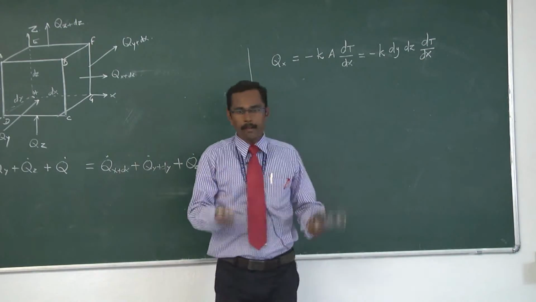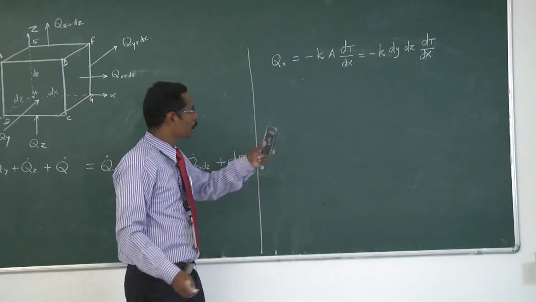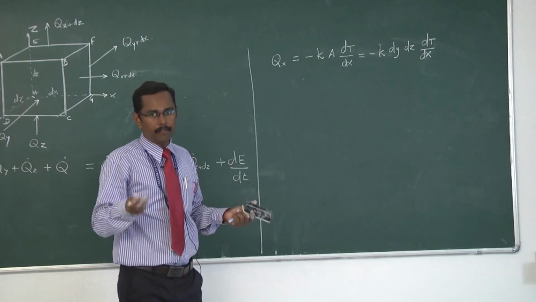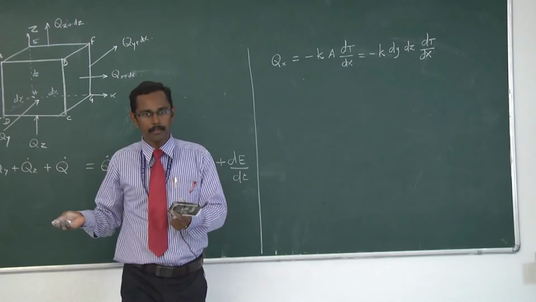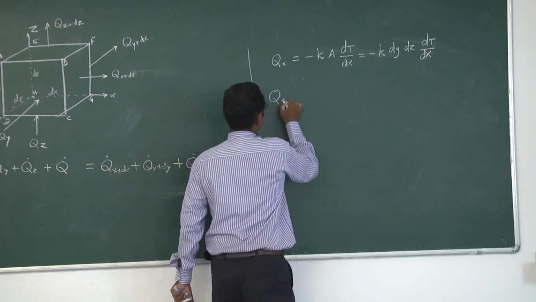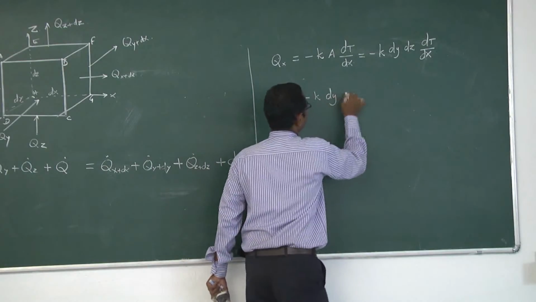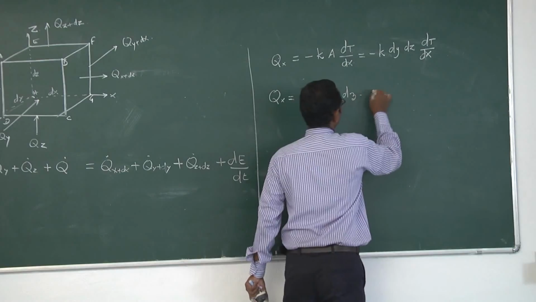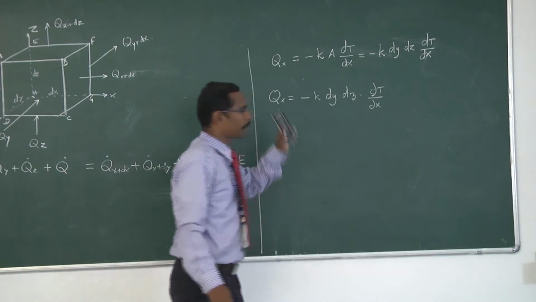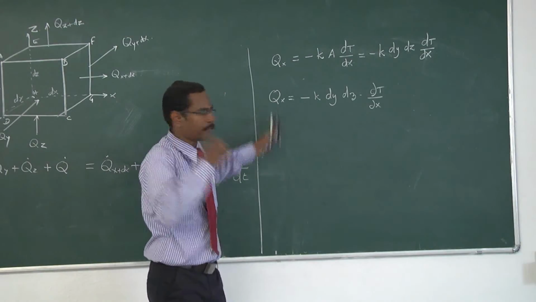Now I have to write the equation for all these directions. For one direction we can go for an ordinary differential equation, but for a 3-dimensional equation we have to go for a partial differential equation. So Qx will be equal to minus k into dy into dz into dou T divided by dou x. This is the heat conduction equation for heat conducted into the element in the x direction.